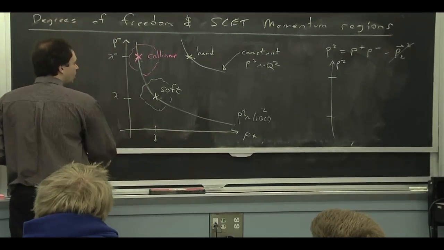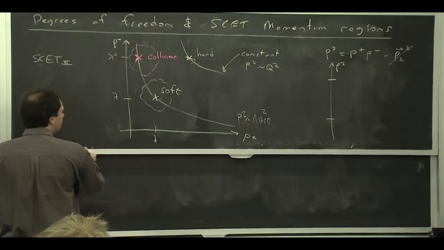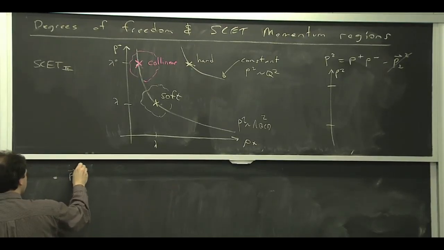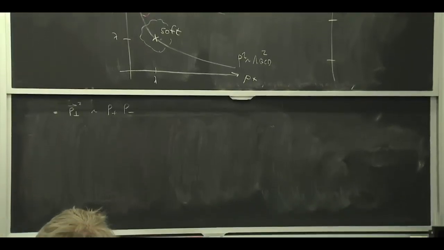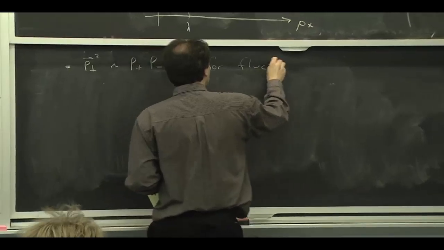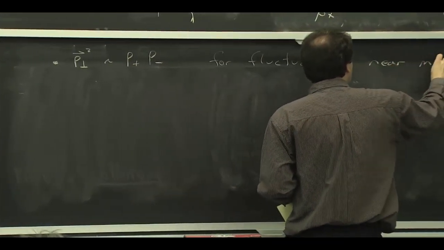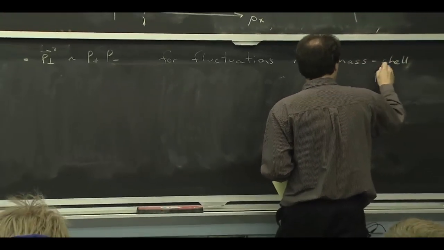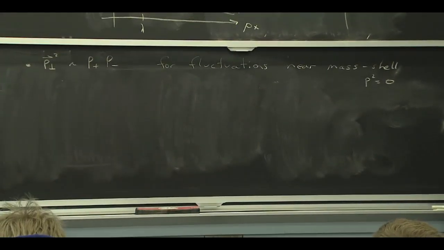All right. The reason we don't have to draw a third direction for p perp is because it was just redundant information. P perp squared is always of order p plus p minus if you're talking about fluctuations that are near the mass shell. For a massless mode, that mass shell is p squared equals 0. And so p perp would just be providing redundant information to our picture, and we just can leave it out.